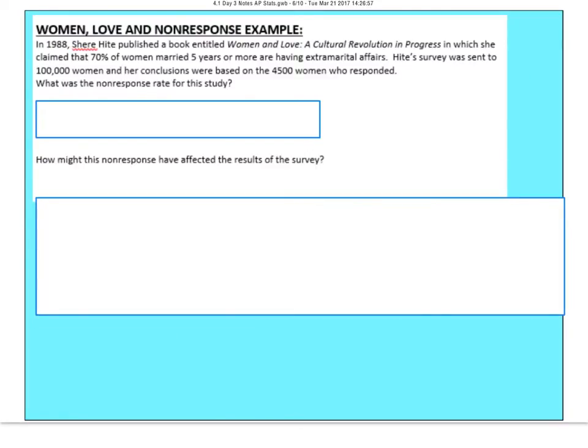In 1988, there was a published book called Women in Love, in which the author claimed 70% of women married 5 years or more will have extramarital affairs. Her survey was sent to over 100,000 women, and her conclusions were based on 4,500 responses of those 100,000 women. What was the non-response rate for this study? Well, the non-response rate was huge. She surveyed 100,000, only 4,500 actually responded.